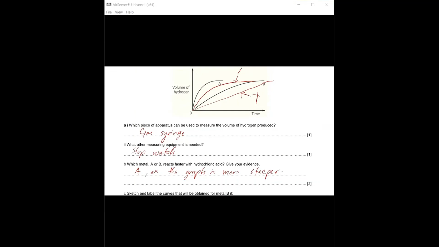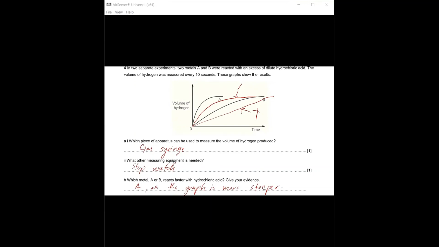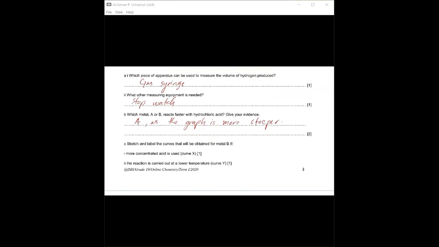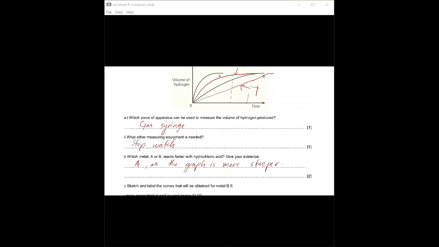Next, it's mentioned to draw a curve for metal B if more concentrated acid is used. If more concentrated, the rate of reaction will be higher, but it will finish at the same level. Same level means the horizontal part will be at the same level, but the reaction will finish much faster than B. Okay, can we write A takes less time? Yes. A takes less time to complete the reaction. You can mention in that manner. And if the reaction is carried out at lower temperature, it will be less reactive, but still it finishes at the same level, but it takes longer for the reaction to finish.